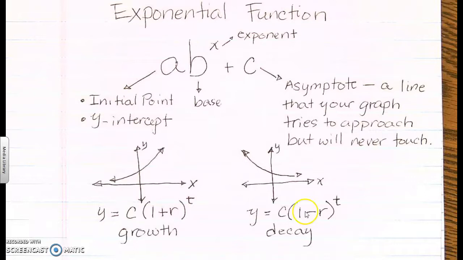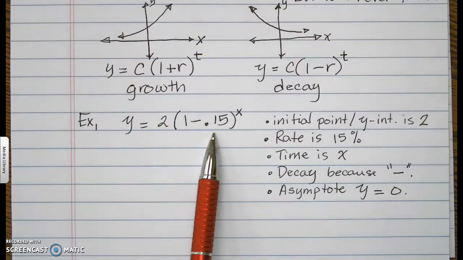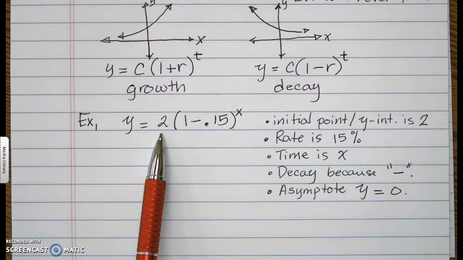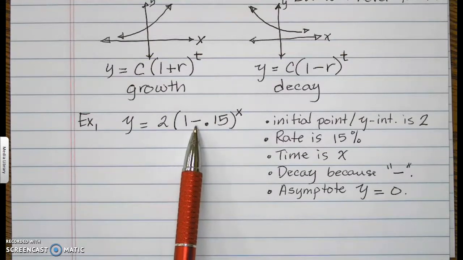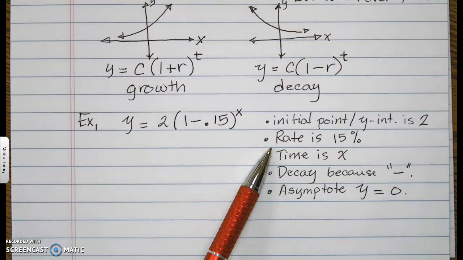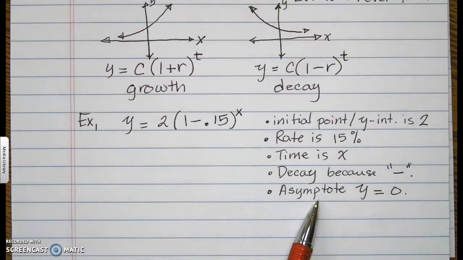The best way to do this is to give an example. Example number 1: y equals 2 times (1 minus 0.15) to the power of x. Let's analyze this. Based on this, your initial point or your y-intercept is 2. 1 is fixed, and minus indicates that this is a decay. The rate is 15%. Your time is x. And your asymptote, which is your plus c on this side, is 0. Therefore, your horizontal asymptote has an equation of y equals 0.